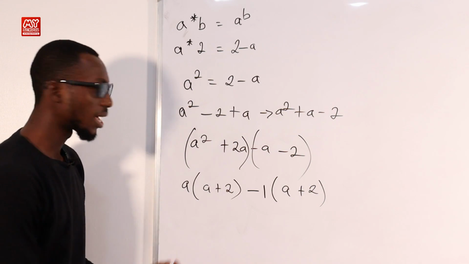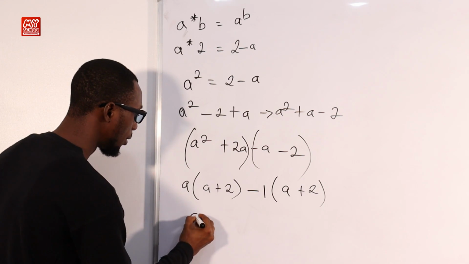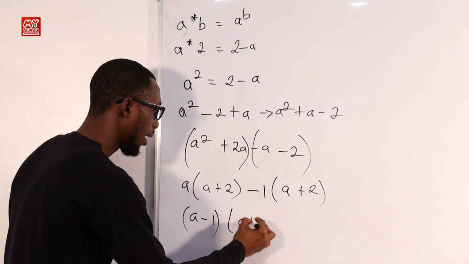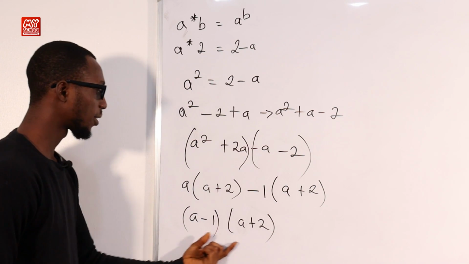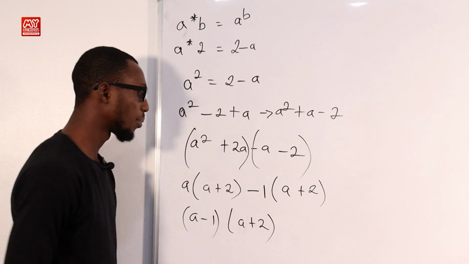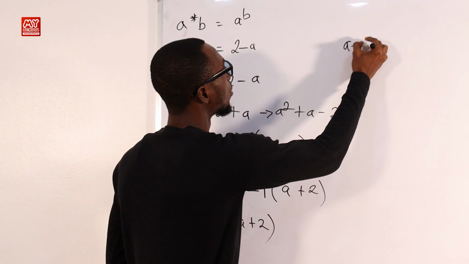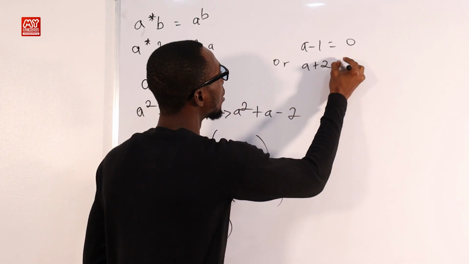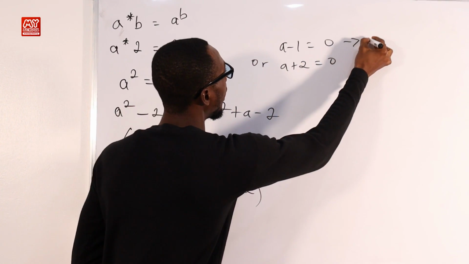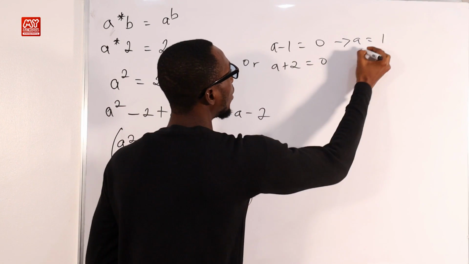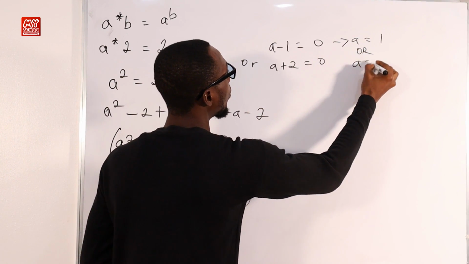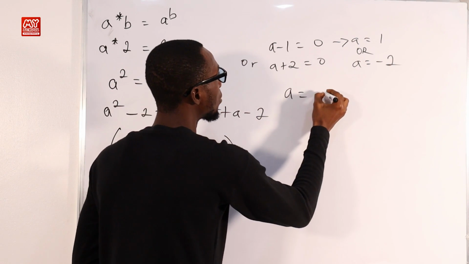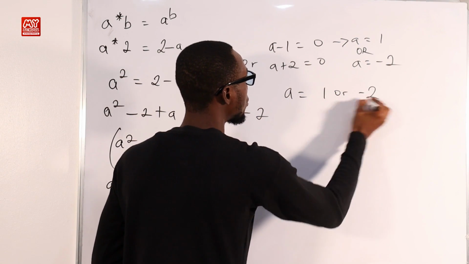So let's sort it out. We have a minus 1. This is common, we just pick one, a plus 2. So factorizing, we have a minus 1 times a plus 2. That means a minus 1 equals 0, or a plus 2 equals 0. That means a equals 1, or a equals, when this comes outside, minus 2. So a equals 1 or minus 2.